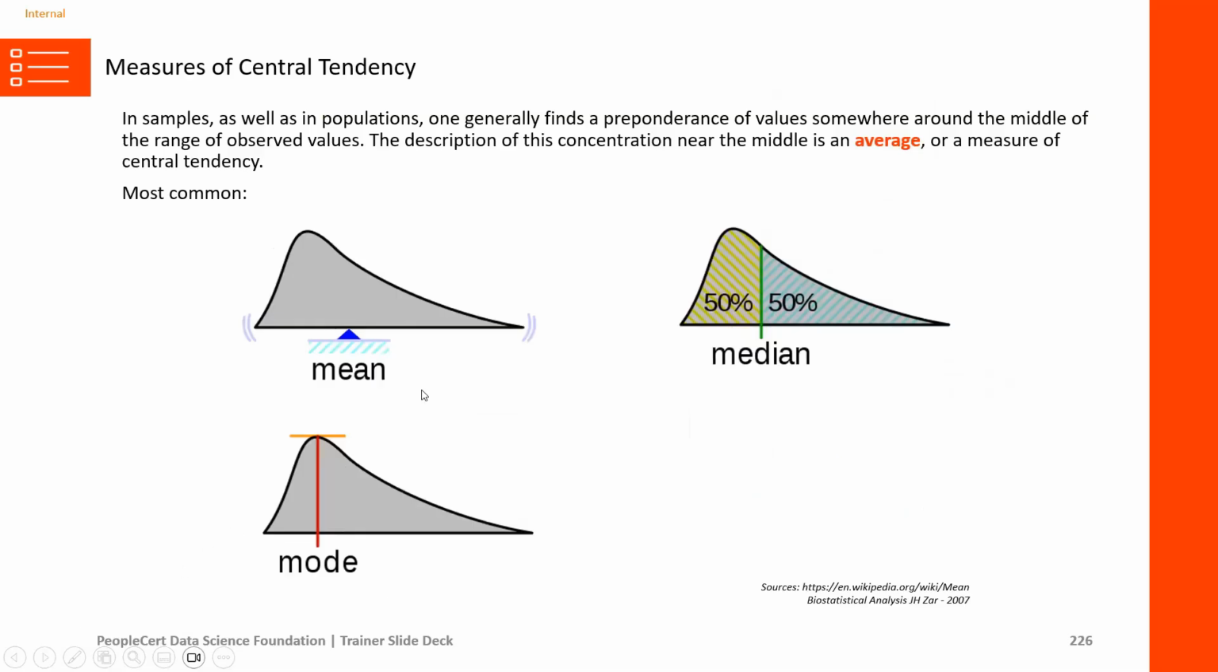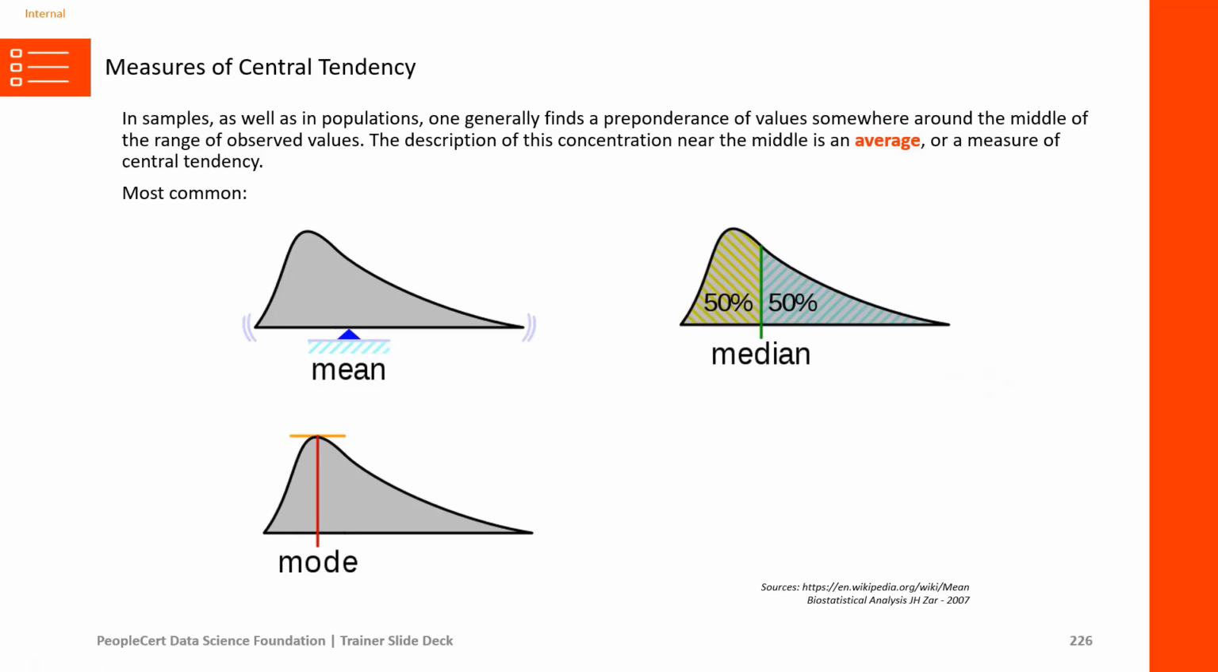Now let's look at the measure of central tendency. There can be a question asked from this slide. So we should be very clear in terms of understanding what is mean, what is median, and what is mode. So these are basically the measures of central tendency.